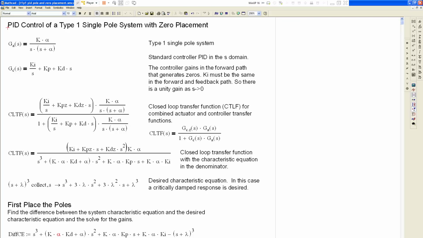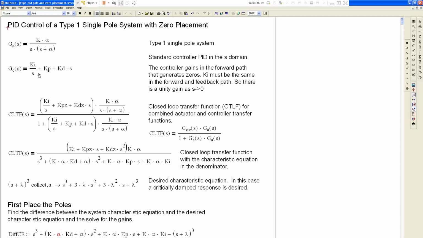Hello, this video is going to be about zero placement, and to start out with, what I'm going to do is define a velocity control system. This is like an open loop gain, corner frequency, and this would be a velocity mode. And then if I divide by S, I integrate velocity into position. So this is an open loop position system.